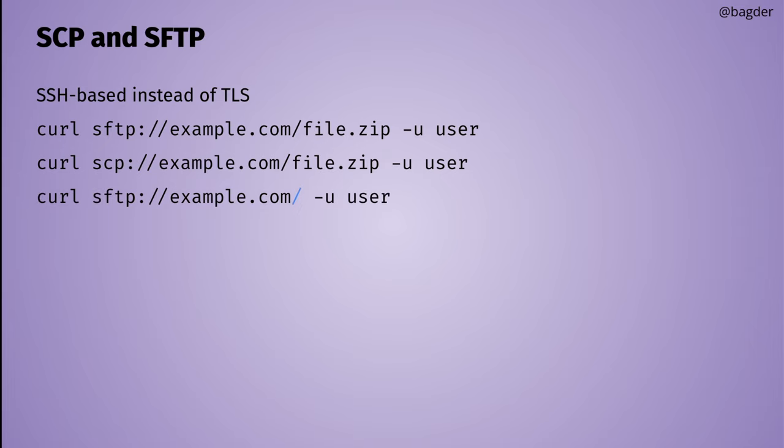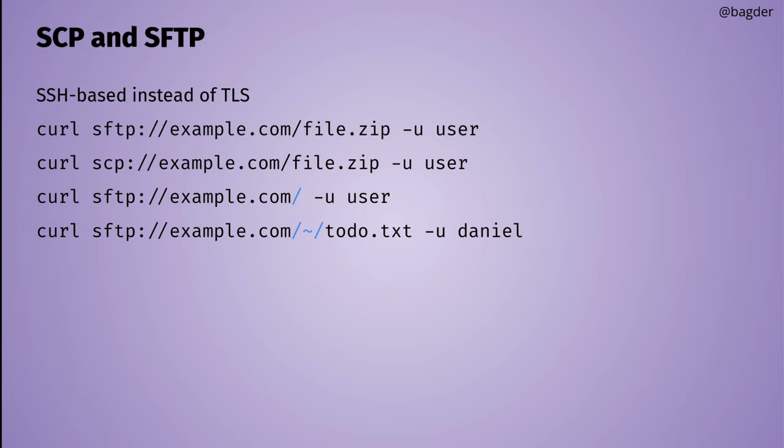If you end the URL with a trailing slash like that, it's marked in blue here in my example, you will get a directory listing, because there's no file name part there. So you're asking for a download, but without a file name in the URL, it means a directory listing. And that goes for several of the protocols curl supports, if they support directory listings. That's SFTP, FTP, and a few others.